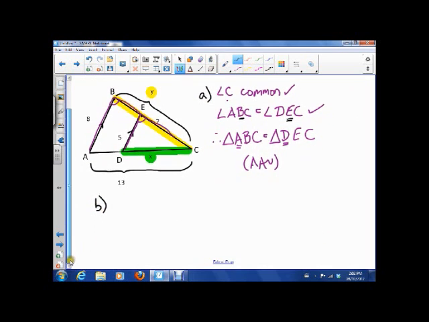B actually asks us to find the unknown sides. Remember the other thing that we said about similar triangles was that the ratios of the corresponding sides are the same. Because we wrote the similarity statement in order, we can say that the ratio of AB to DE is going to be the same as the ratio of BC to EC, and that's going to be the same as the ratio of AC to DC.